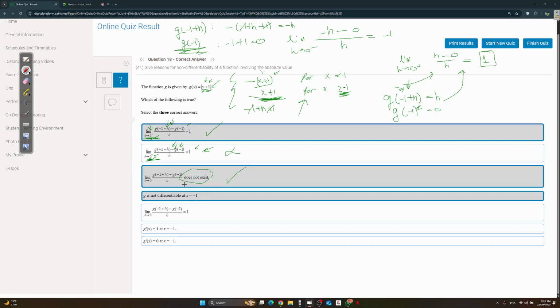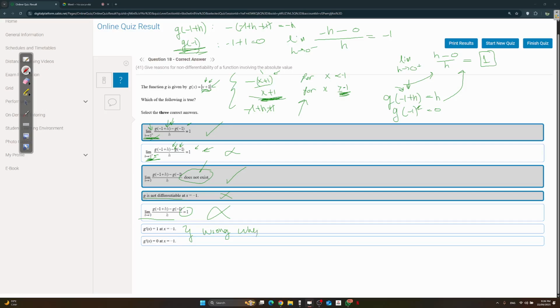If the left and right are not the same, so is it differentiable? Absolutely not. Okay? Here they said the limit is equal to 1. We said it does not exist. So how can you say it's equal to 1? We said the derivative equals 1 at x equals -1. Now, these two are wrong.